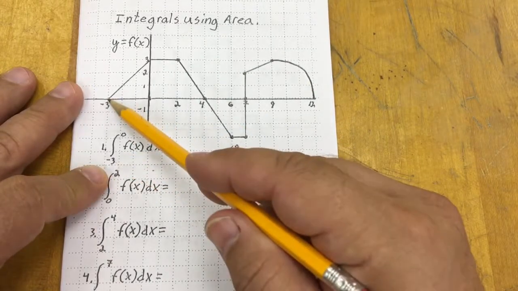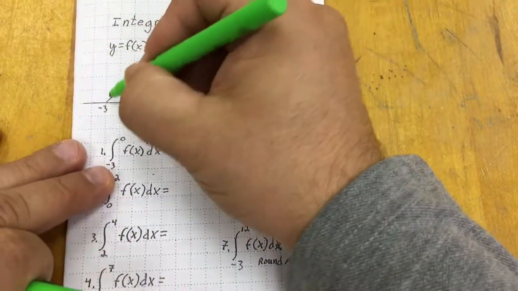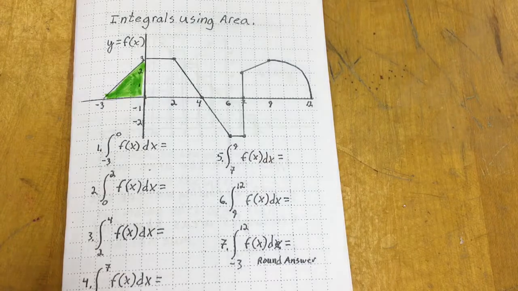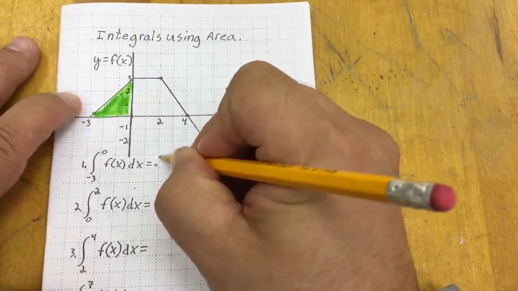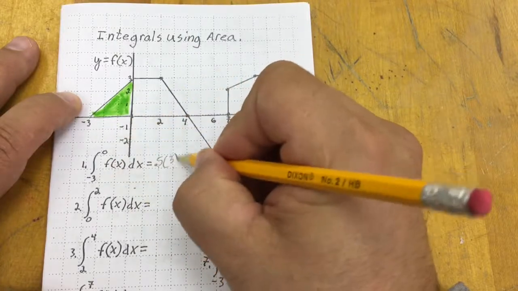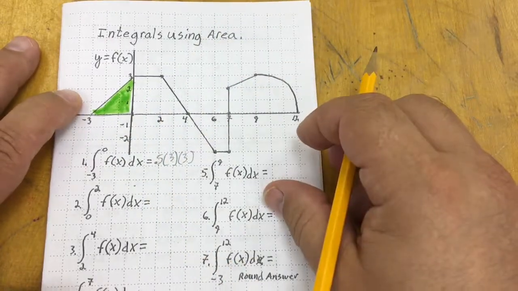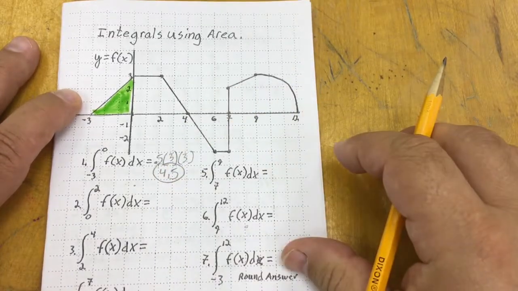So from negative 3 to x equals 0, I basically wish to find out the area of this triangle. So I could use the integral formula, or just the basic area of a triangle, which is 1/2 base times height. So 0.5 times the base, which is 3, times the height, which is 3. And the area of that triangle is going to give me half of 9, or 9/2, or 4.5. And that's about it.